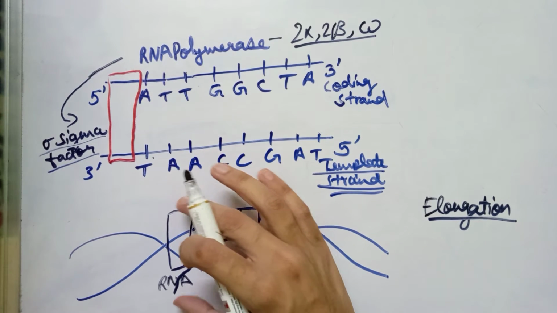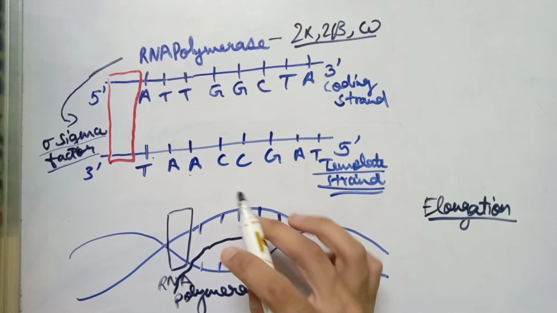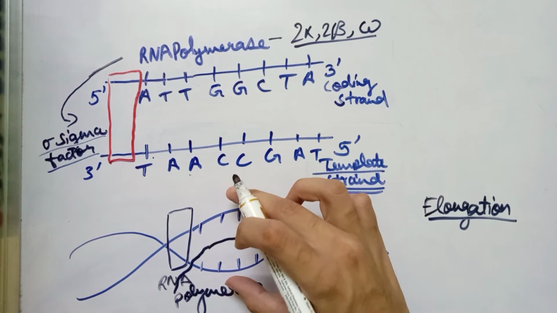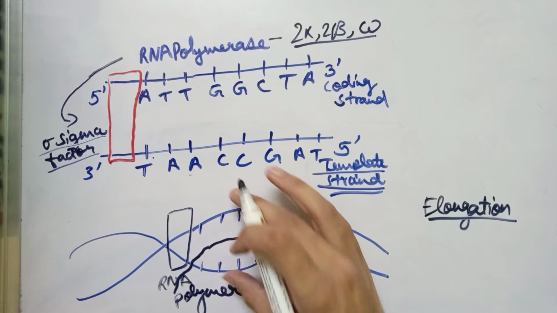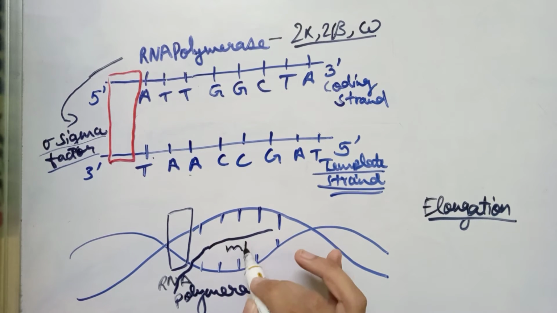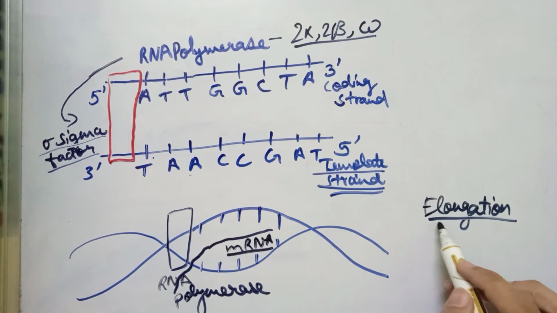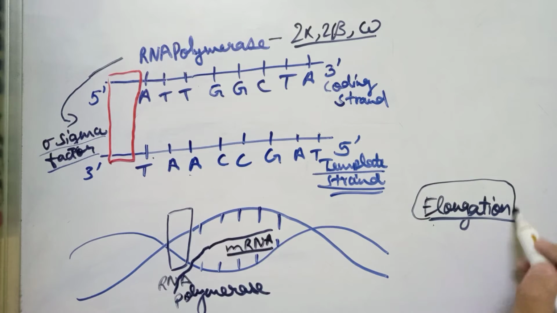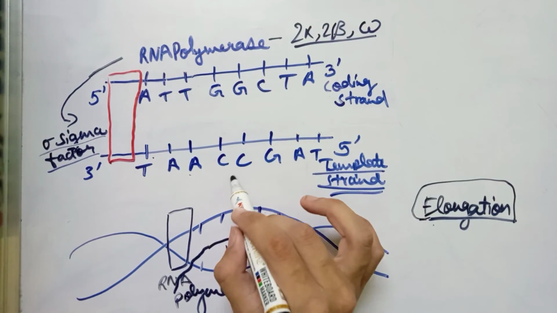Now the RNA polymerase makes a complex with this DNA molecule known as the RNA polymerase DNA complex and starts to code the mRNA. Now this step is known as the elongation step of transcription. Now how it is done, we will see using this diagram.